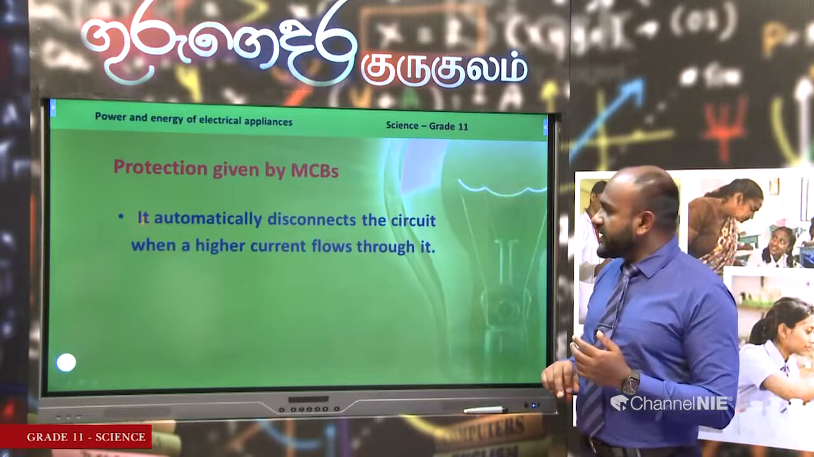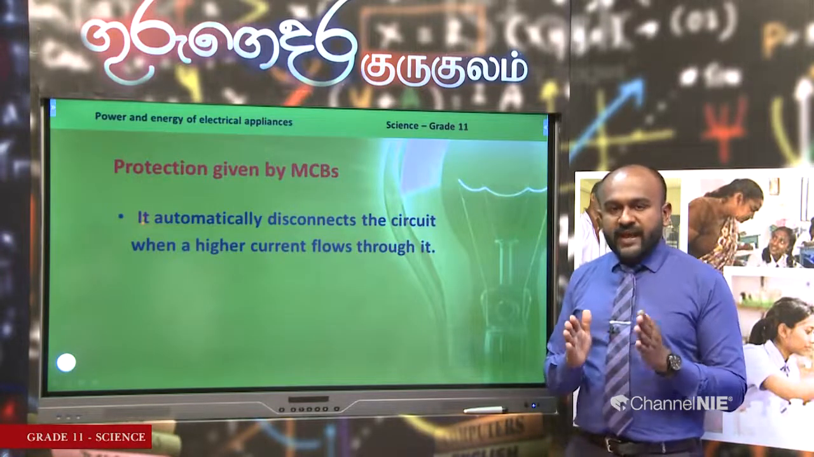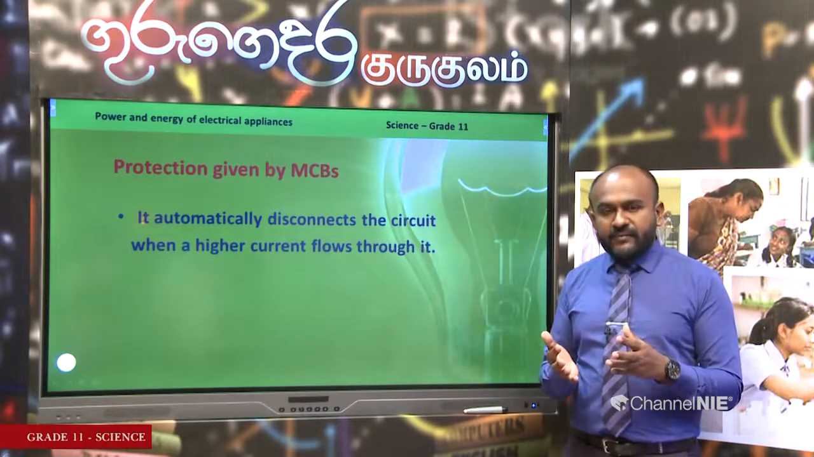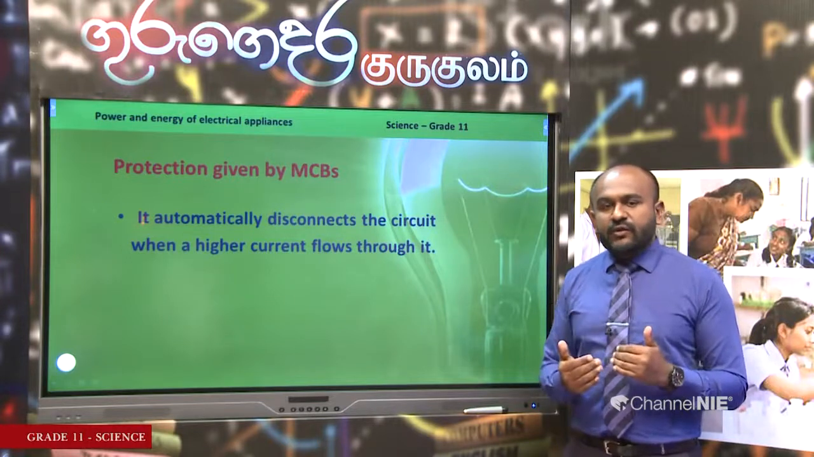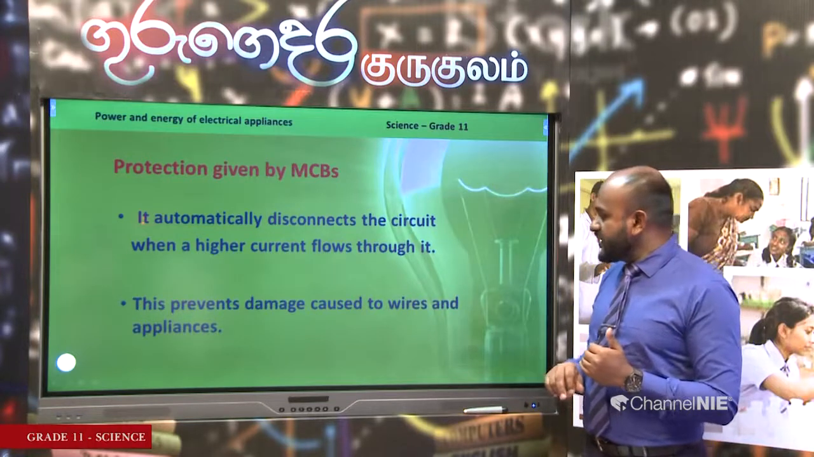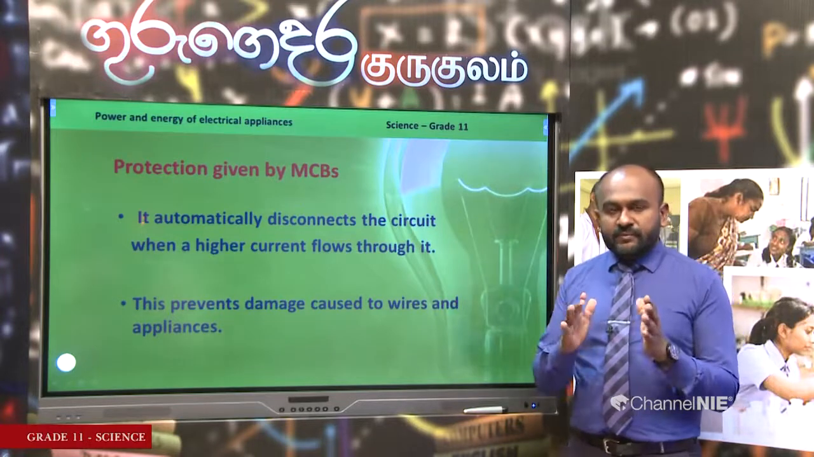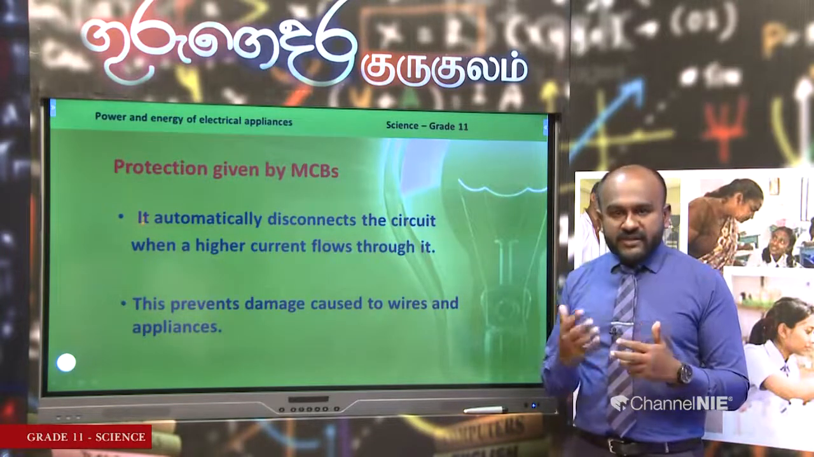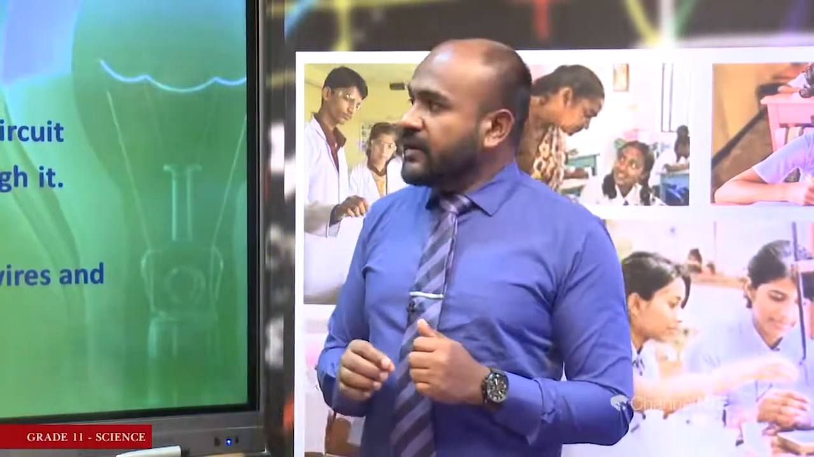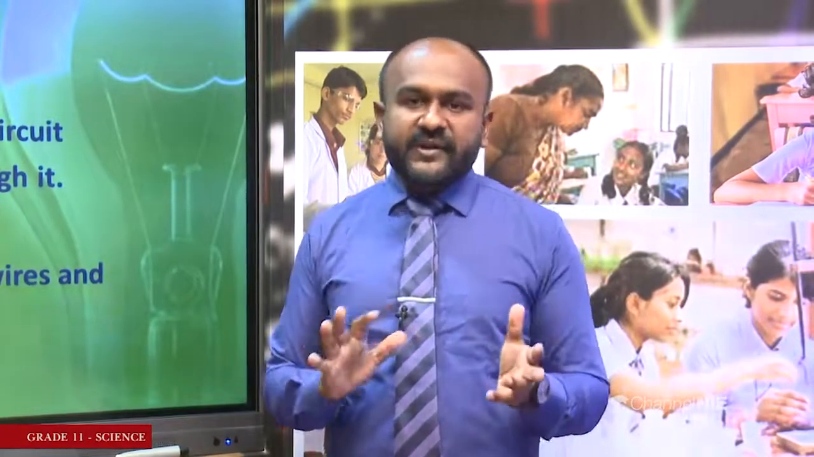It automatically disconnects the circuit when a higher current flows through it. There is a maximum current that it is intended to allow. If it is more than that, it will automatically disconnect the supply. This prevents damage caused to wires and appliances. In this way, MCBs also give us protection when using electricity in our houses. So, this is the protection given by the circuit breakers.